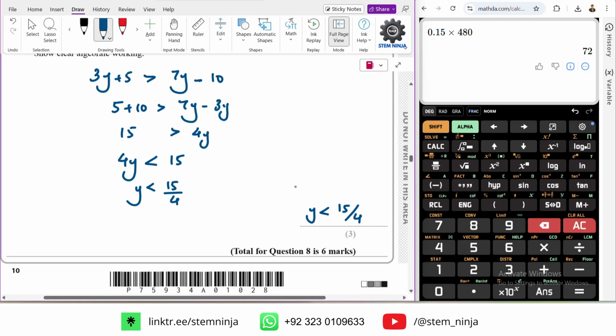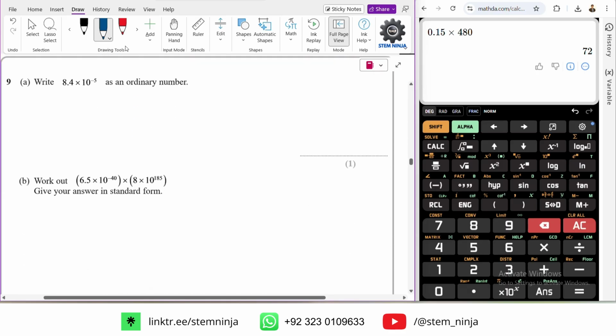And that's it for question number 8. Let's move on to the next one. Question number 9. Write 8.4 times 10 raised to the power minus 5 as an ordinary number. Okay, so you have 8.4, so we need to go 5 steps, right? So 1, 2, 3, 4, and 5.